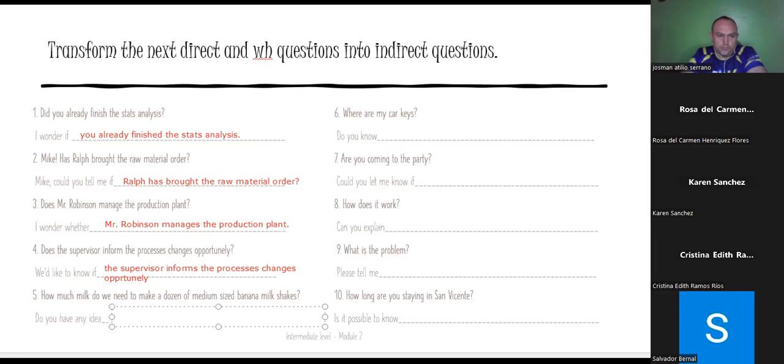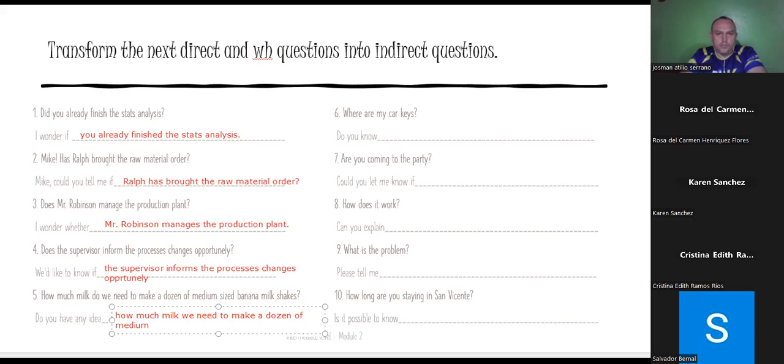Sure. For me, could be: do you have any idea how much milk we need to make a dozen of medium-sized banana milk shakes? How much milk do we need to make a dozen of medium.